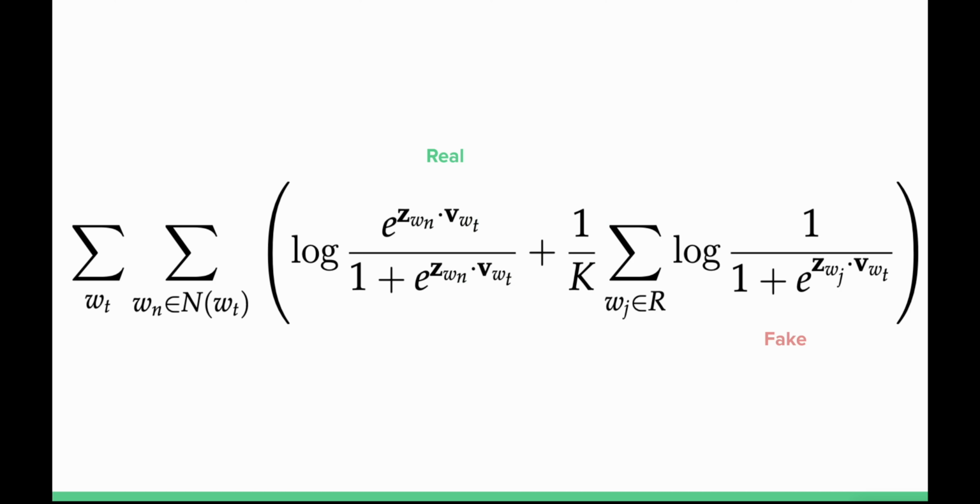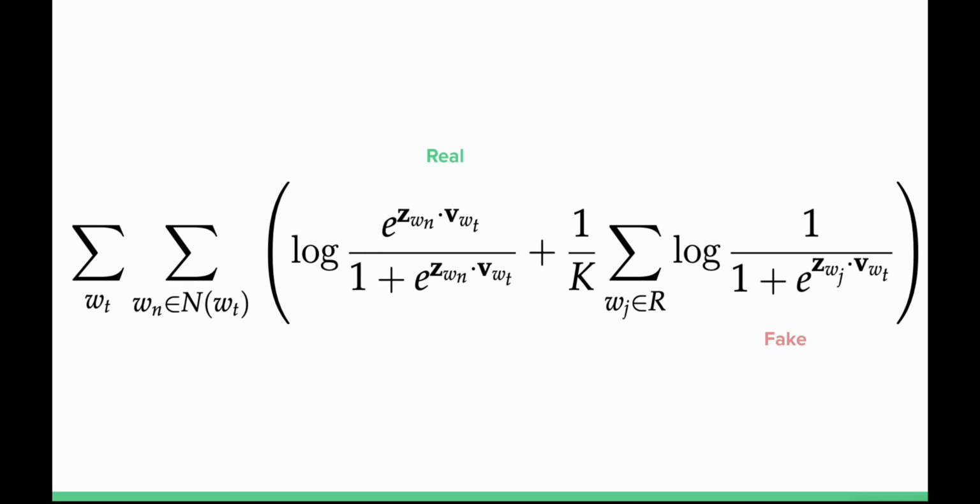Altogether, we've derived what is called the negative sampling objective. We've come a long way from trying to predict probabilities of surrounding words to distinguishing between real and fake pairs. And by performing gradient ascent on this objective, the embeddings will align in a meaningful way.